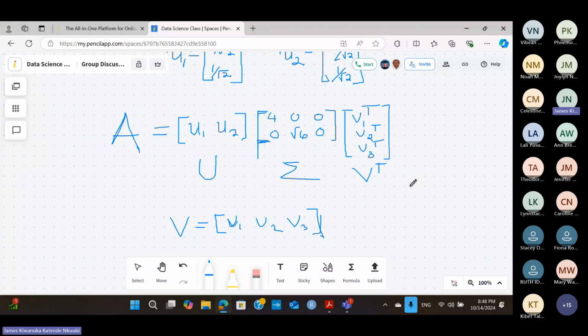Are there any questions? So you could actually knock out this 0 and also knock out the last vector on this side. Then it will still work. You will have a thin SVD. So are there any questions?